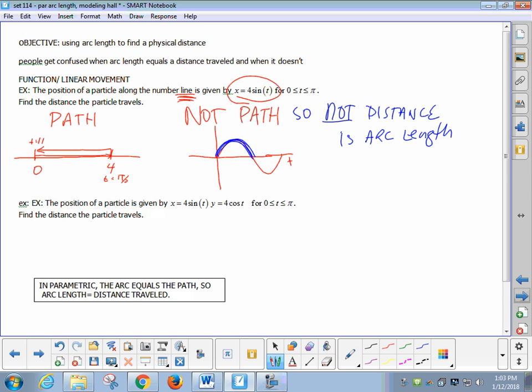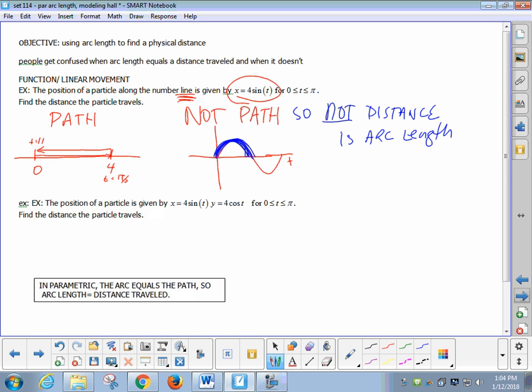People get the two problems confused, and I'll show you why they might do that in a second. People say, okay, so I need to find the distance, so I'll find the arc length of 4 sine t, and boom, that's the distance. That is not the distance because that is not the movement. This is just how time and x relate to each other, but it is not how you moved. And so if I find the length of this path, I am not finding the distance, and I will get the wrong answer.